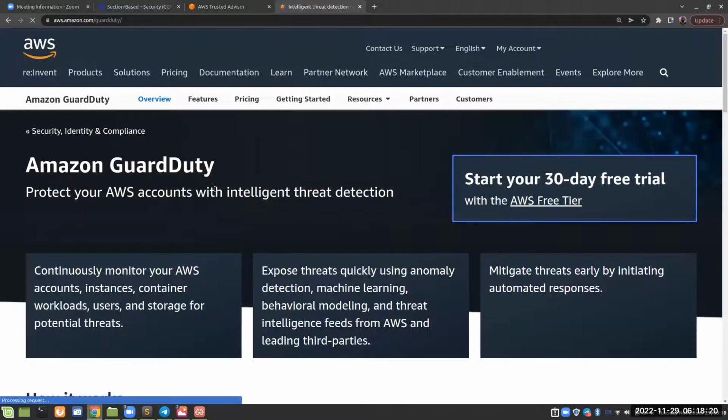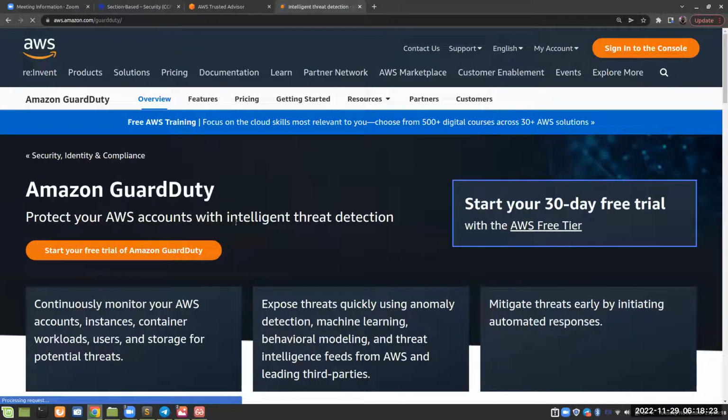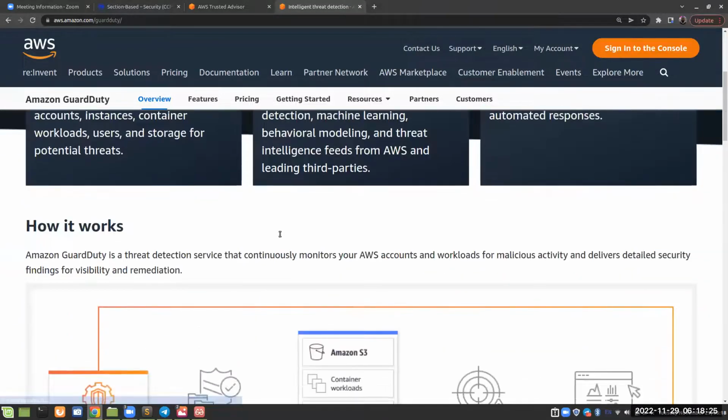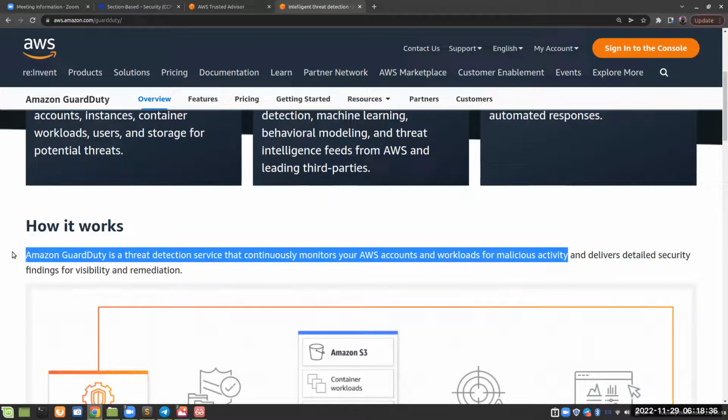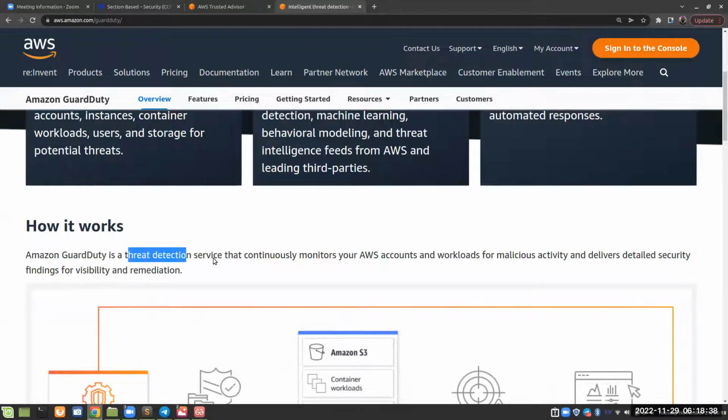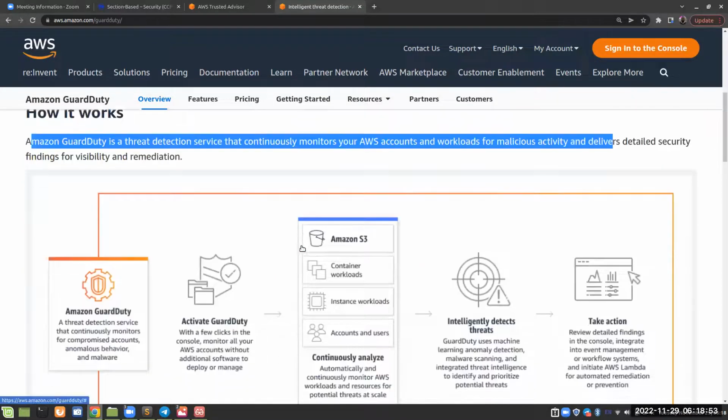It uses machine learning algorithms, and protects your AWS accounts with intelligent threat detection, right? Amazon GuardDuty is a threat detection service that continuously monitors your AWS accounts and workloads for malicious activity. All of this is what we have seen in the question, and it delivers detailed security findings for visibility and remediation. Remediation is fixing them. So that's the definition of GuardDuty, right?